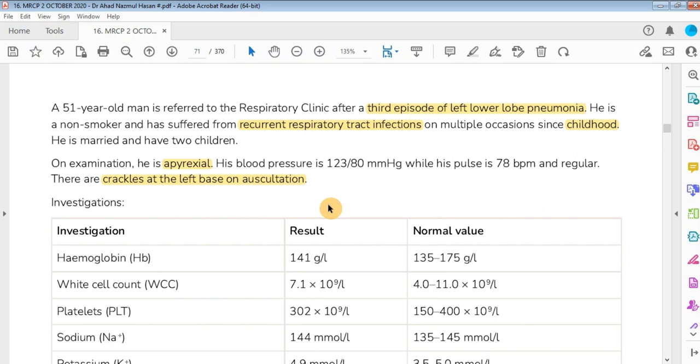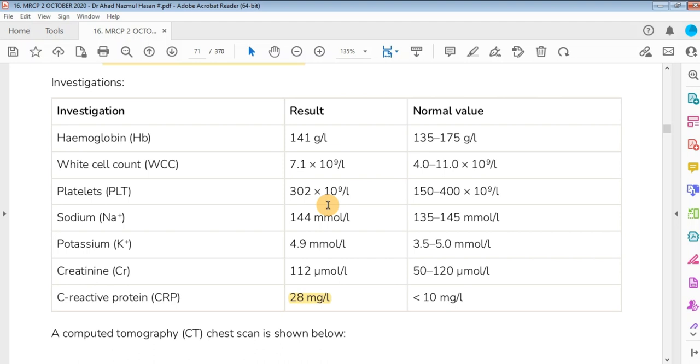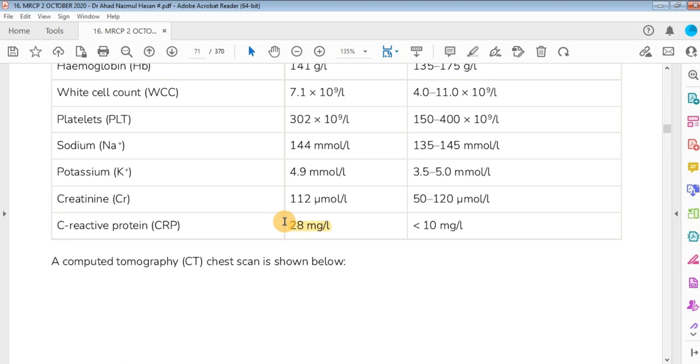On examination, he is apyrexial. The BP is 123/80, pulse 78 and regular. There are crackles at the left base on auscultation. All the investigations are normal except a mild raise in CRP, which is 28. CT is as shown below.